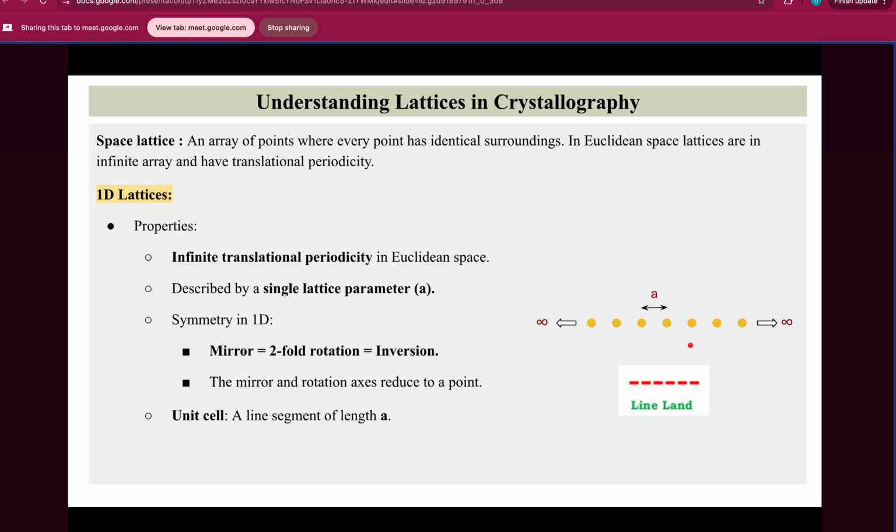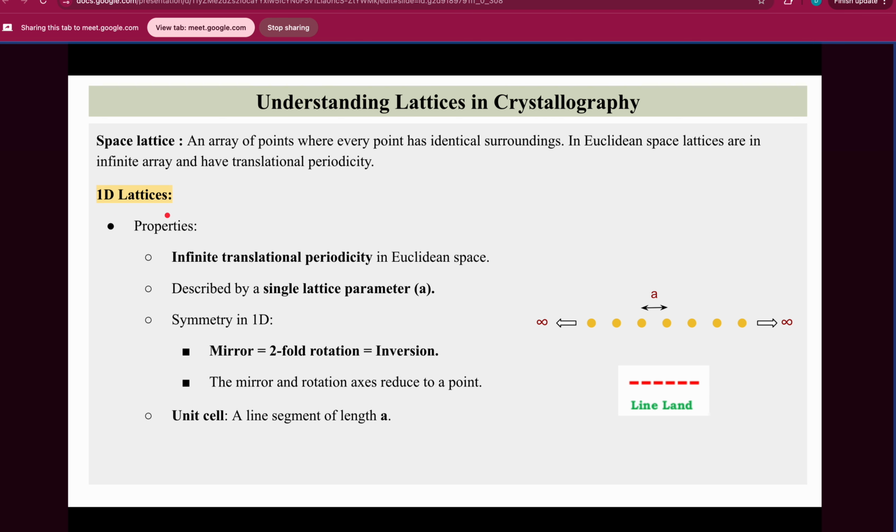There will be translational periodicity. Translation means movement, so that will be periodic movement. This distance will be a, which will be constant. So the distance between each lattice point will be constant, and there will be infinite lattice points on both sides to maintain identical surroundings on both sides.